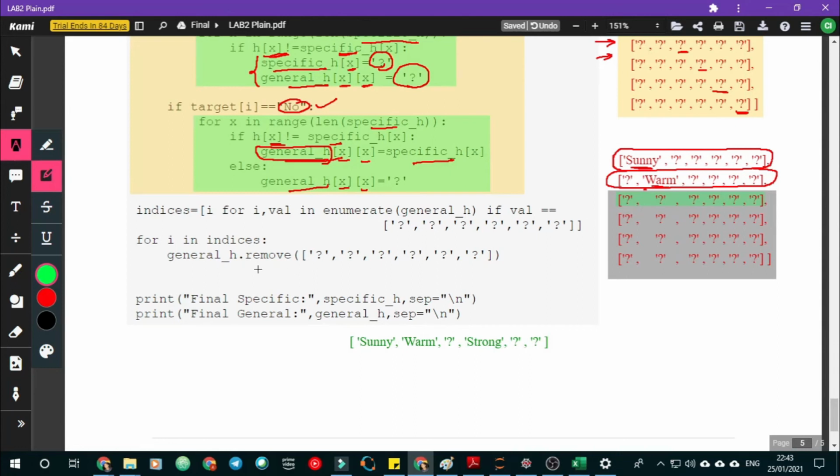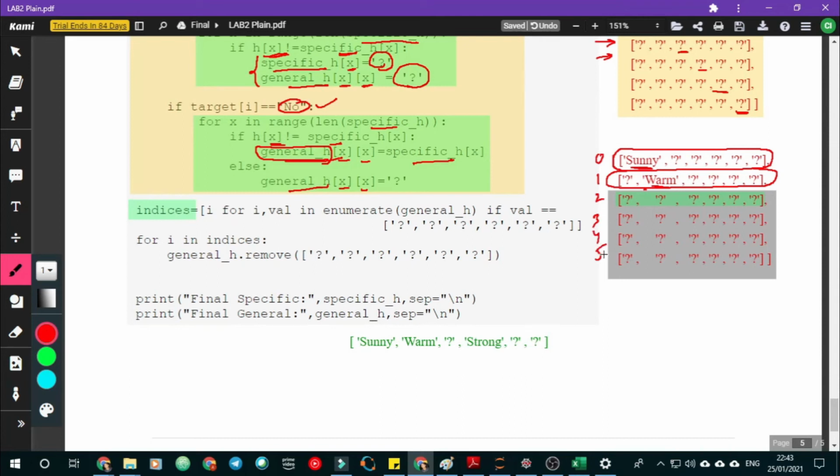Correct? Simple. So what I am doing, I am finding the indices. So here what are the indices? This is 0, this is 1, this is 2, 3, 4, 5. Okay, these are indices. So I need the index values of those where I have question marks, only question marks. 1 2 3 4 5 6, 6 question marks.